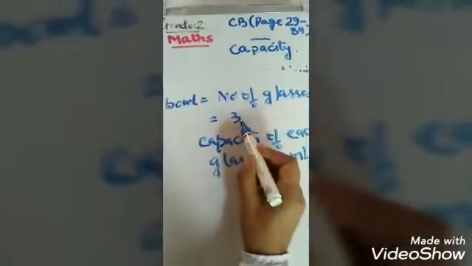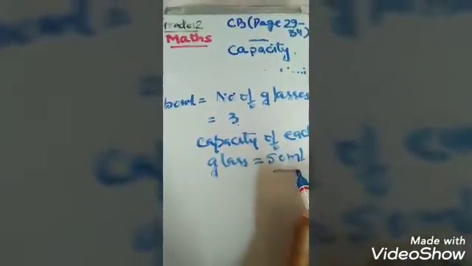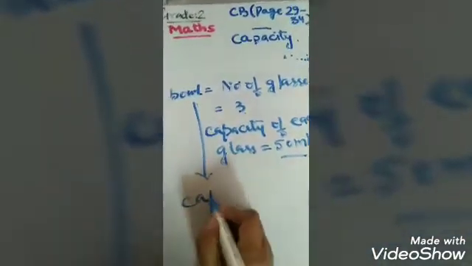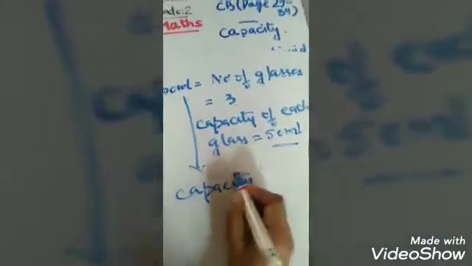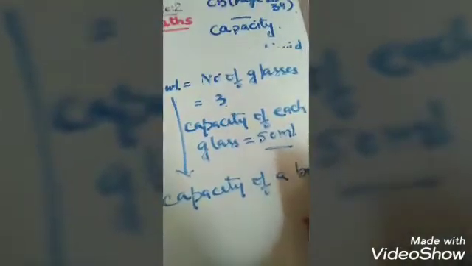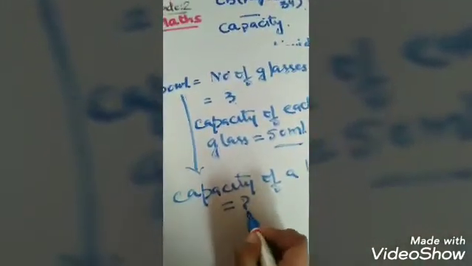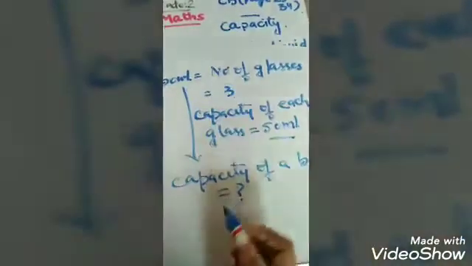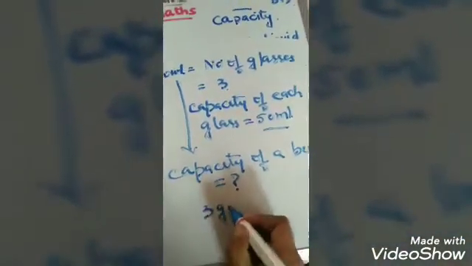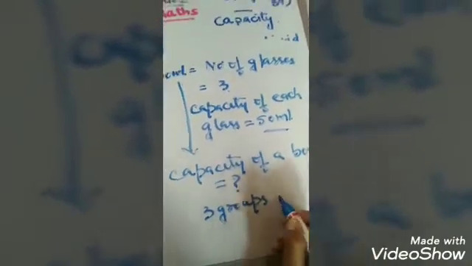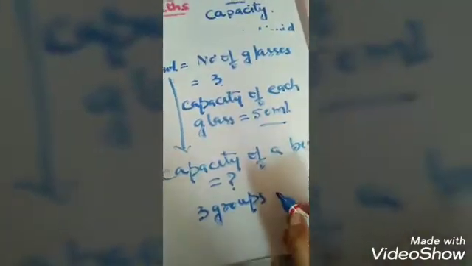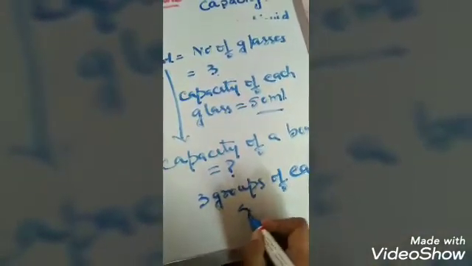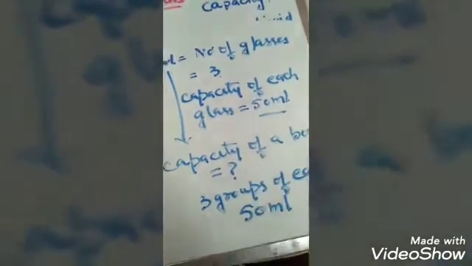So I have 3 glasses, 50 ml each glass, and we have to find the capacity of this bowl. So how will we find it? We have number of glasses 3, so we can say 3 groups. And the capacity of each glass is 50, so we can say 3 groups of 50 ml each. Now what to do?